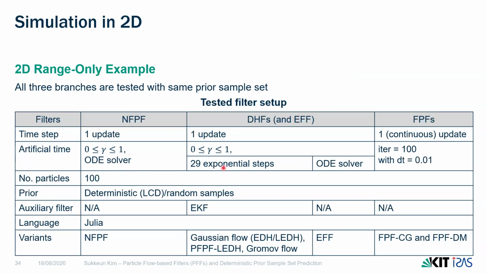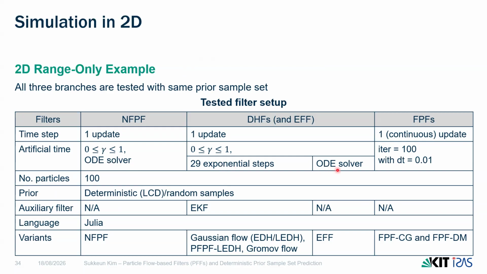But Daum and Huang's filter requires really well-designed artificial time steps. How you define the delta gamma is really important because of the steepness of the ODE. And actually, that's another really interesting research topic, where there are tons of papers about that as well.